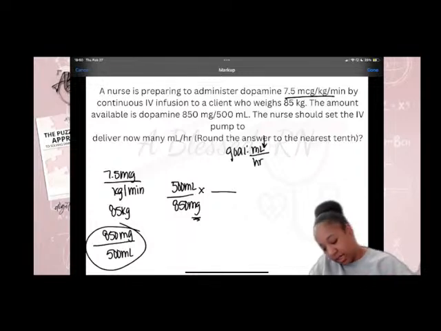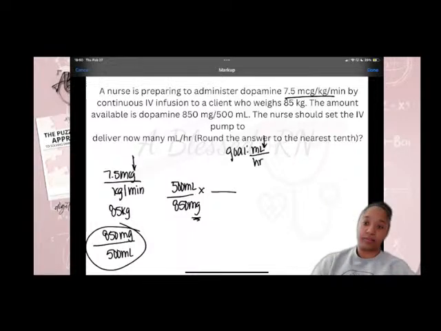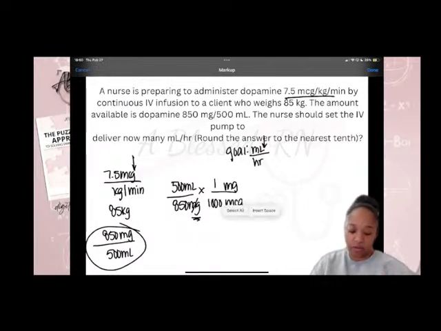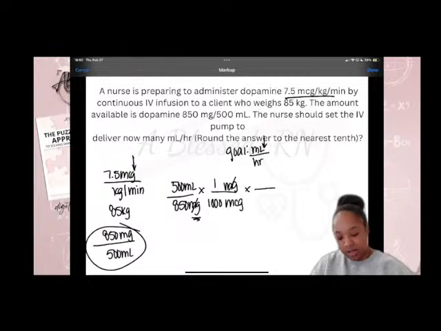But do we have a puzzle piece with milligrams in it? No. It's got micrograms, right? So we can't put micrograms on top of milligrams. So you're right, you have to do a conversion. Milligrams will go on the top, micrograms will go on the bottom. 1 big milligram is 1,000 teeny tiny micrograms. Boom. So therefore, we can now put our 7.5 mics per kg per minute right here.